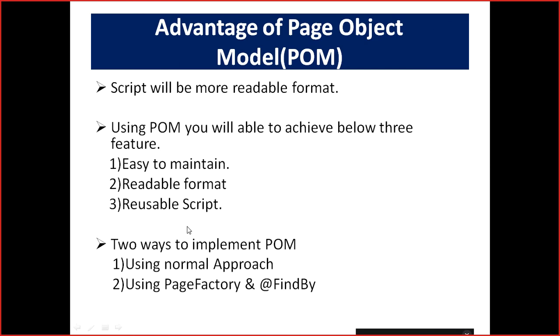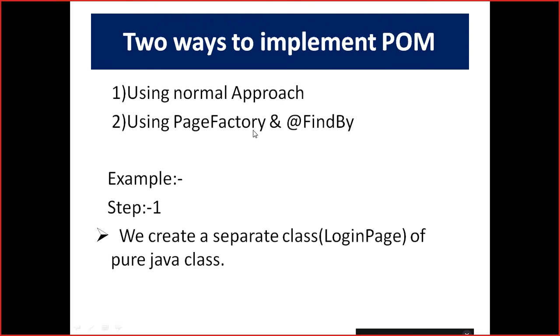So we have two types, but I can see we'll get other types also. Most companies are using the @FindBy method, but many also use the first approach, and many use their own approach. Somewhere they capture the elements and keep them in one place, and that is called the page object model. So there are two ways we can use this: the normal approach, and by using the page factory and @FindBy. So we can create a separate class called Login, a pure Java class.